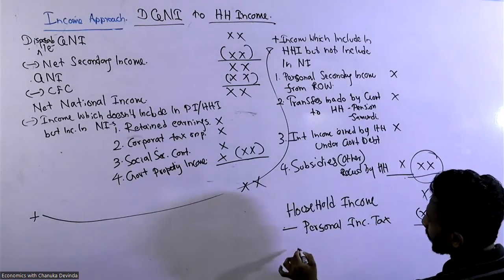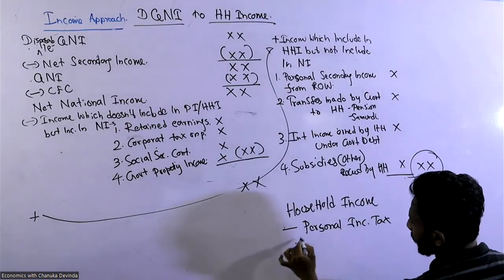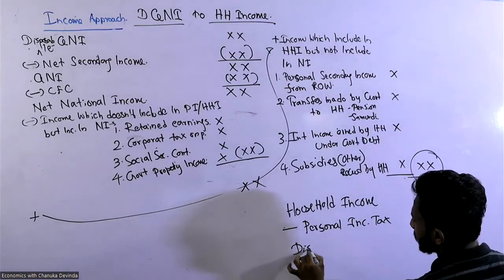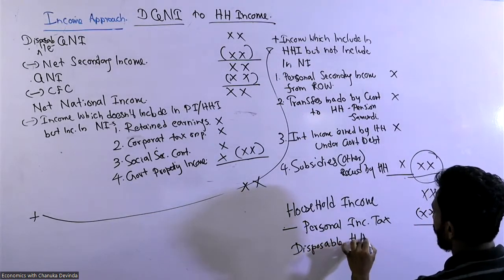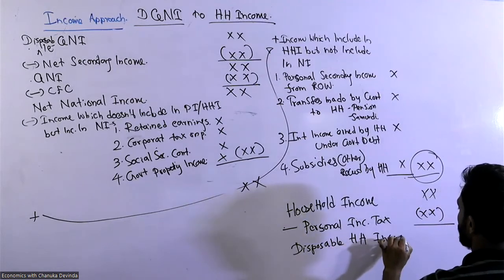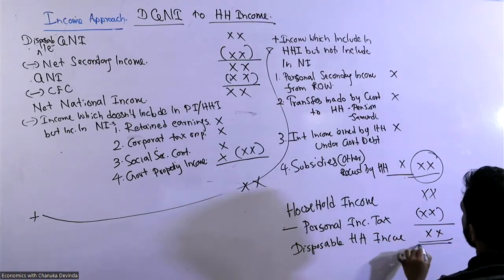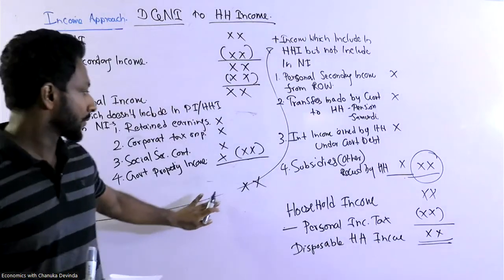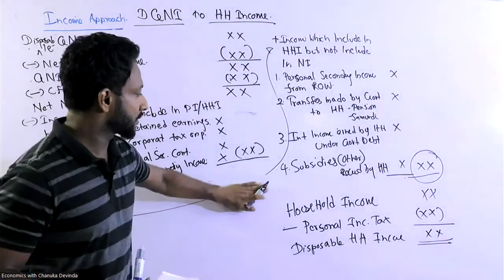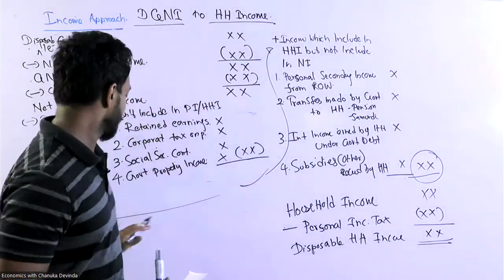Now it is disposable household income. Right, that's it. Write down. So this value is in here, right?